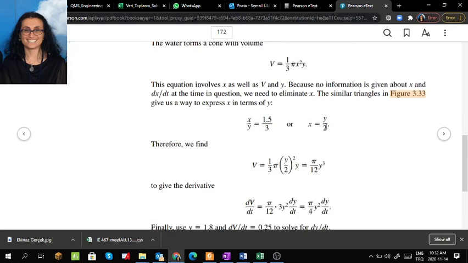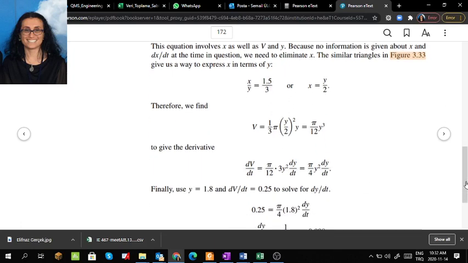So when you put y over 2 into x, you have y over 2 squared times y. If you combine them, you have y squared times y, it becomes y cubed. 2 to the second power gives you 4. 4 times 3 is 12, and we have v is equal to pi over 12 y cubed. So we have v in terms of y only.